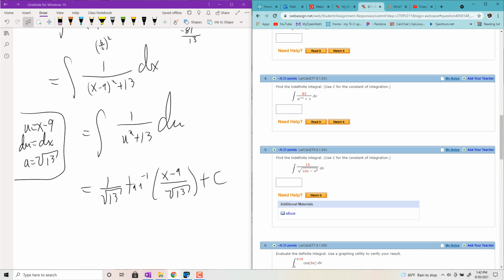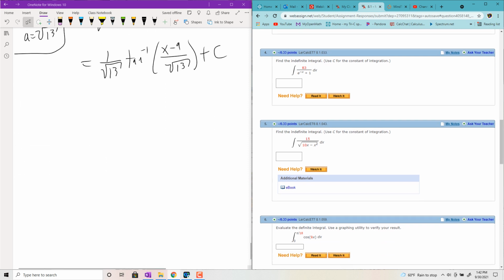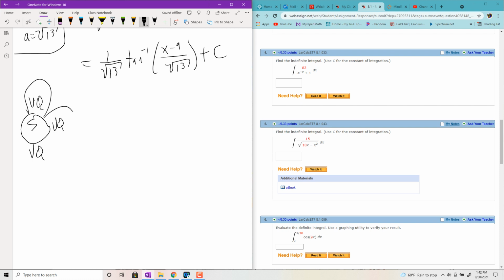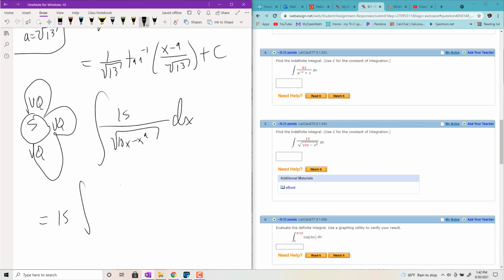Okay, so let's chug it out. This is the video quiz. And we have 15 all over the square root of 10x minus x squared dx. Pull out the 15, integral of 1 all over. I want to complete the square on this thing. First to do that, I'm going to factor out a negative. So I'll have x squared minus 10x. Then I'm going to complete the square by adding in b over 2 squared.